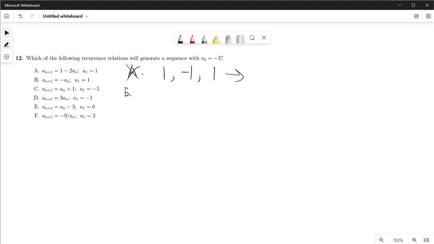For B, the first term is 1, but then you just take the negative of that, and then the negative of that. So that's the same as A, so it's not it. C, starting from -5, and then we just add 1 to each term, so -4, -3. So this then would result in the third term of the sequence being -3.